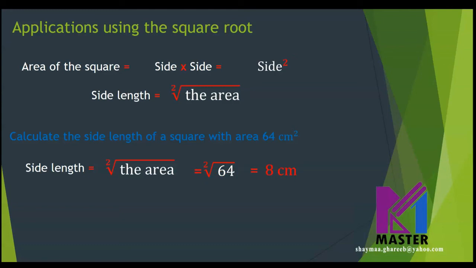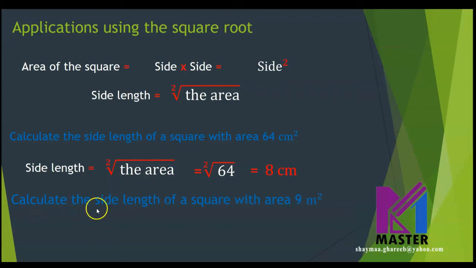Is there anything called negative 8 centimeters? Of course not. It does not make sense. So in such kind of questions, I write the positive value only. So the side length for this question will be 8, and of course it's centimeter, not centimeter squared, because this is a side length. So it's a length, not an area. Okay, remember.